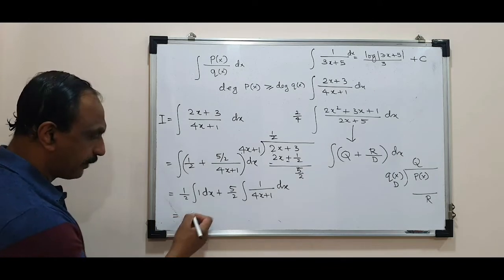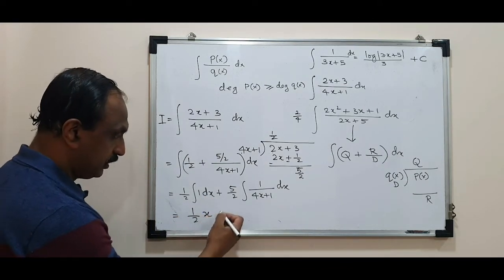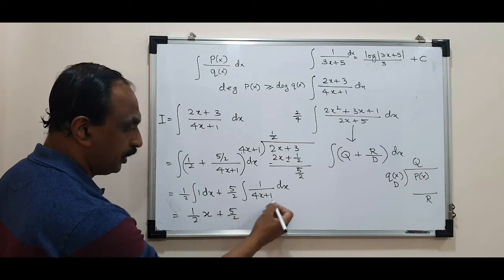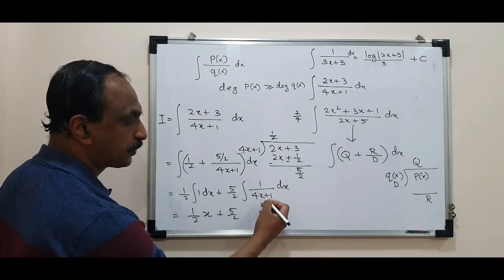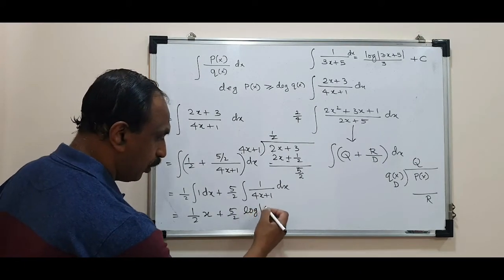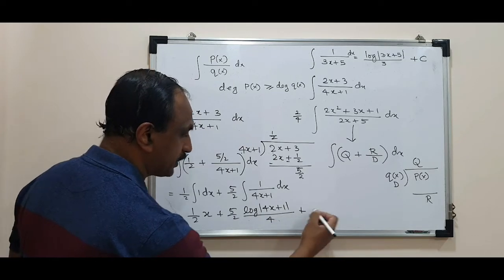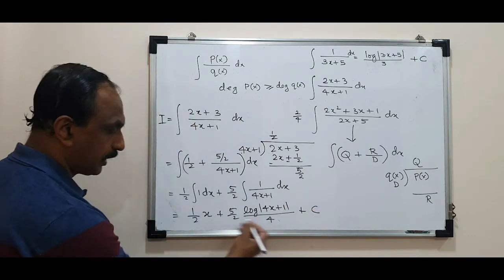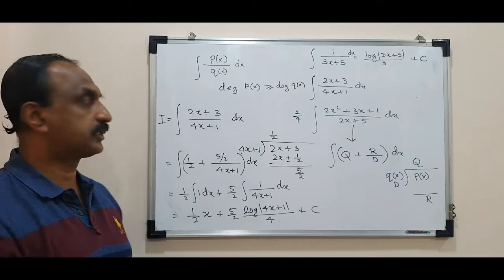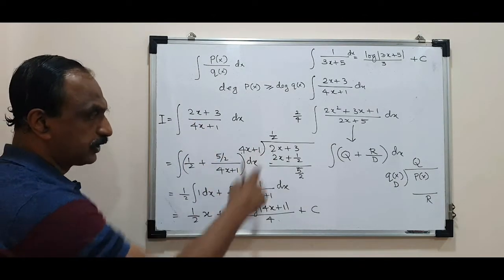So now my answer became half integral of 1, whose derivative is 1, x, plus 5 by 2 into 1 upon 4x plus 1, whose integral is log of modulus 4x plus 1 upon 4, plus c. Now 2 and 4 will multiply and become 8, and that becomes your answer. So whenever we have degree equal, you can use this method.